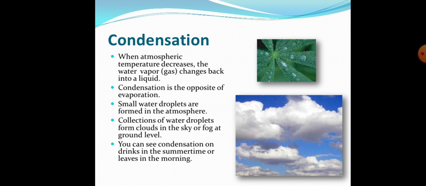The next one is condensation. When atmospheric temperature decreases, the water vapor, that is gas, changes back into a liquid. Condensation is the opposite of evaporation. Small water droplets are formed in the atmosphere, a collection of water droplets forms clouds in the sky or fog at ground level. You can see condensation on drinks in the summertime or on leaves in the morning.